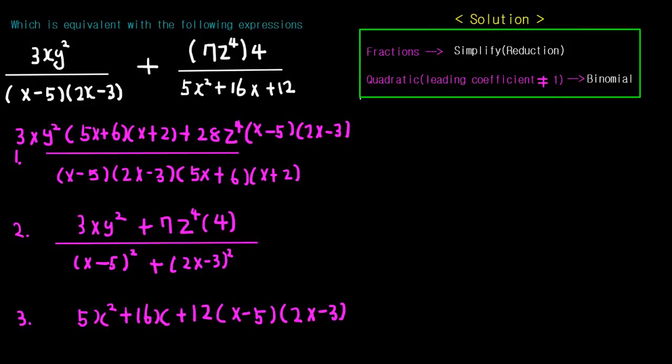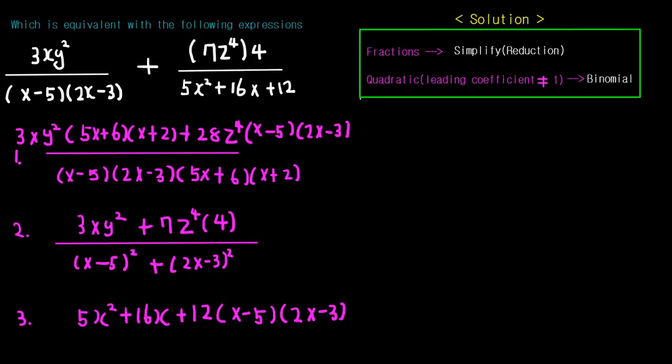So in this video, I want to talk about an example of an SAT math problem. The question is, which is equivalent to the following expression: 3xy squared over x minus 5 times 2x minus 3, all of that plus 7z to the first power times 4 over 5x squared plus 16x plus 12.